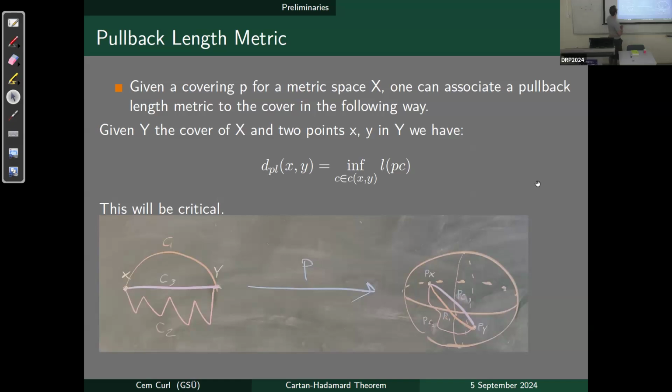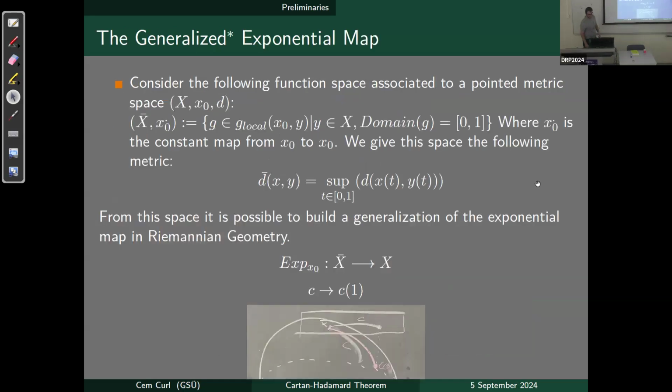Given a covering P for a metric space X, one can associate a pullback length metric to the covering in the following way: d_PL between 2 points in the covering space is just the infimum of the lengths of paths put through the cover and measured in our metric space. A generalization of the exponential map.